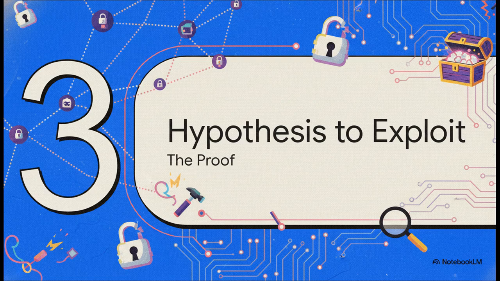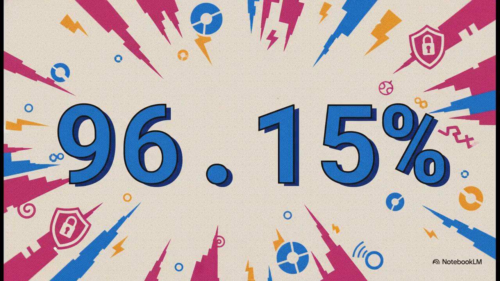Okay, all this theory is cool, but does it actually work? This is where Shannon really shines. It's all about one thing, providing you with concrete, undeniable proof that a vulnerability exists. What's this number? Well, this is Shannon's score on the XBOW Security Benchmark, which is a standardized test for tools like this. It managed to find and actually execute 100 out of 104 possible exploits in a test app. That is an incredibly high success rate.